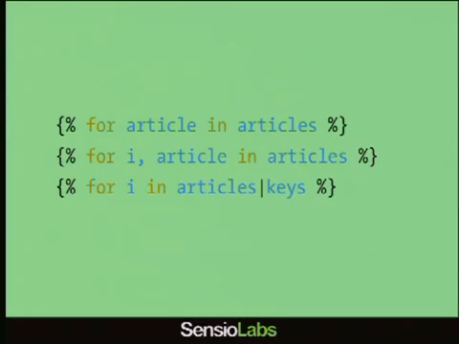Actually, when we are talking about an array in PHP, it can mean a sequence or a hash, really. So it means that for each article, you might want to get the position of the article, for instance, so you can do that with this notation. Or if you only want to get the position, you can call the keys filter on articles, and it's going to return just the keys of this variable.